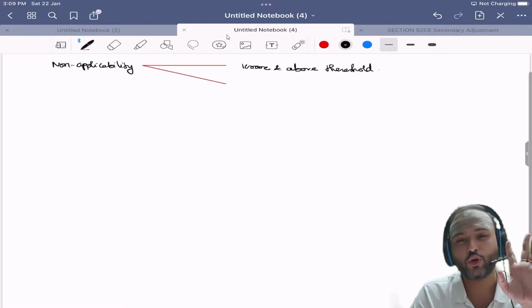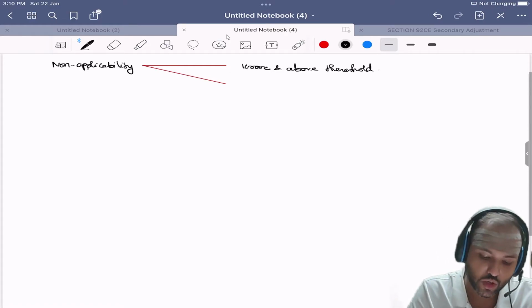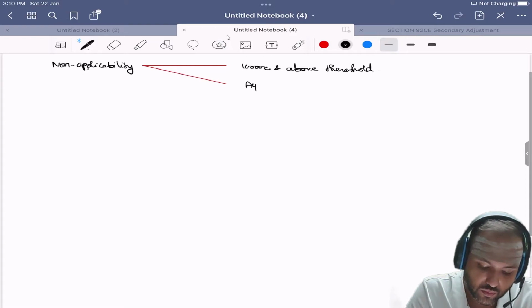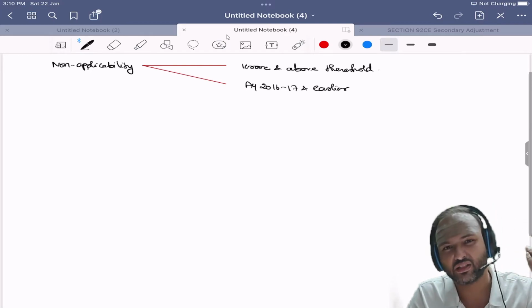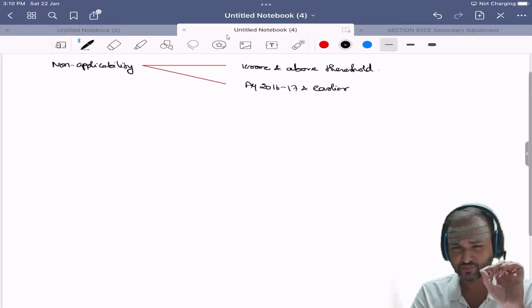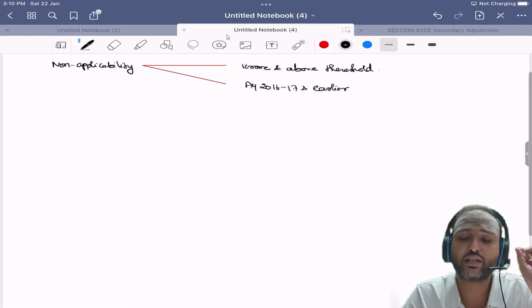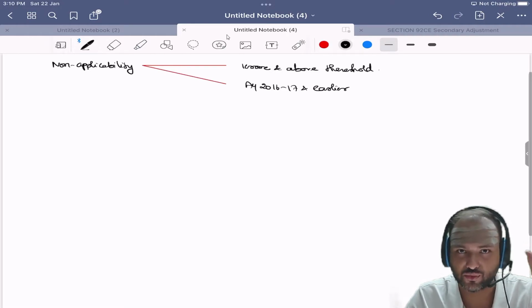Second, as I told you before, in the year 2017, this was implemented. So assessment year 2016-17 and earlier, 15-16, 14-15, 13-14, etc., this provision will not be applicable. Why? Fairly simple, because they want to make sure that this provision is made applicable only from the year 17-18, because that is when it was brought into force.